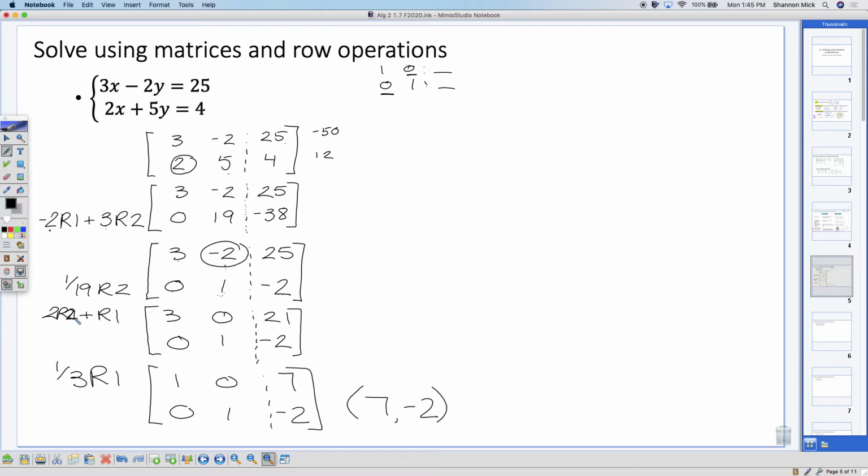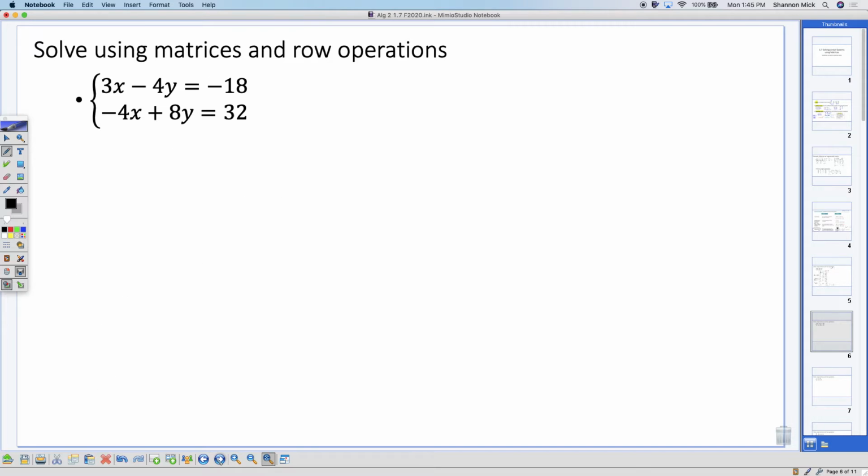Okay, so that's the nice orderly procedure that we can do, and we're just going to work down on them. Okay, so let's do another one. 3x minus 4y equals negative 18. Negative 4x plus 8y equals 32. We don't need to move anything around. Nope.